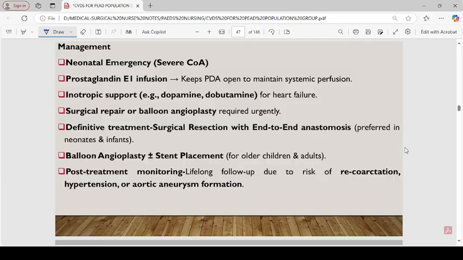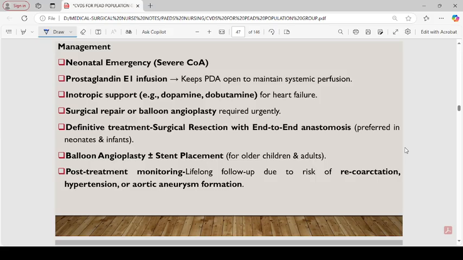Management: of course, it's a neonatal emergency in the cases where we have severe coarctation of aorta. Prostaglandin E1 infusion helps keep the patent ductus arteriosus open to maintain systemic perfusion. The use of inotropic support like dopamine, dobutamine for heart failure; surgical repair or balloon angioplasty will be required urgently.